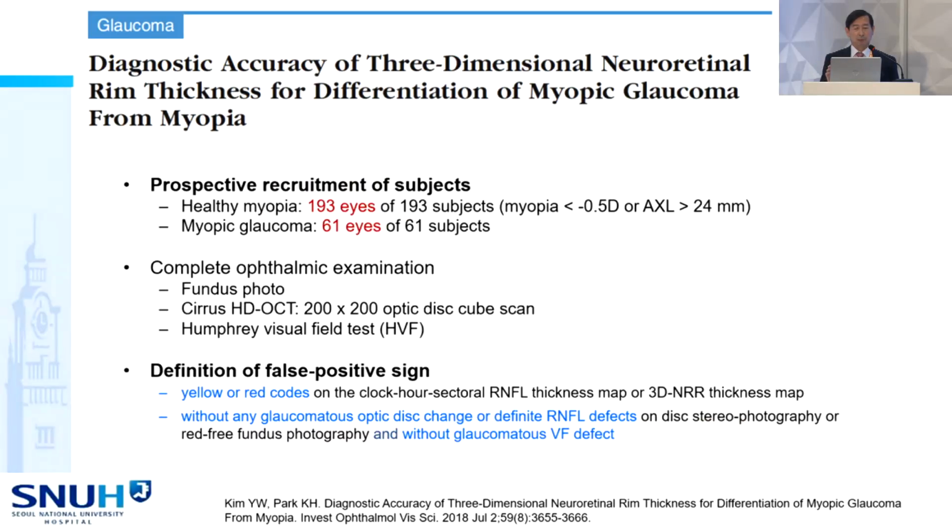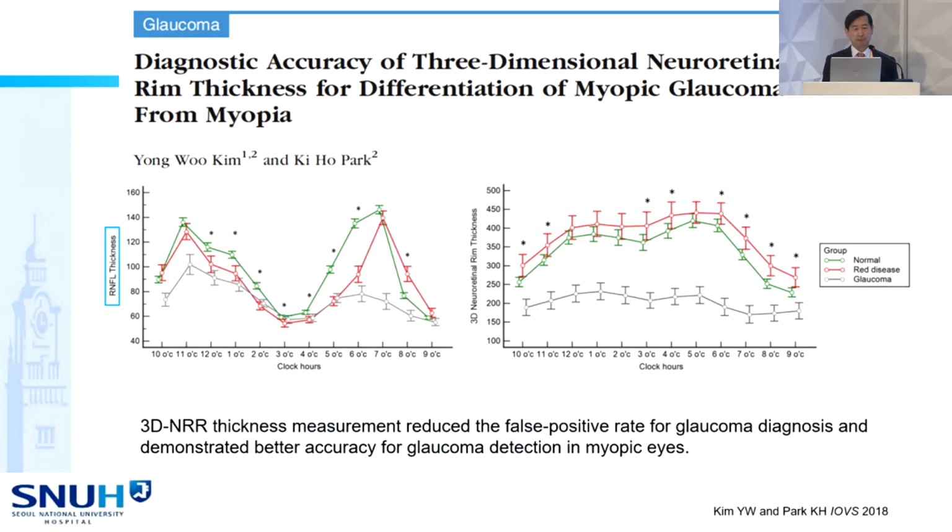So in healthy myopia and myopic glaucoma, we compared RNFL thickness and this 3D neuroretinal rim thickness. The left graph is RNFL thickness. It cannot differentiate glaucoma from red disease. However, 3D neuroretinal rim thickness can clearly differentiate red disease from glaucoma cases.